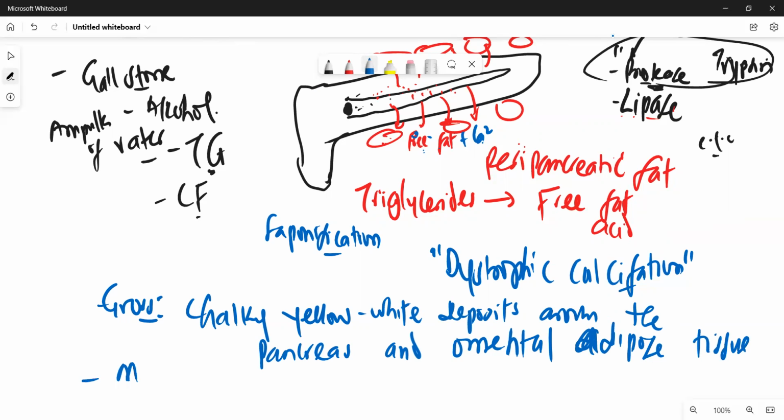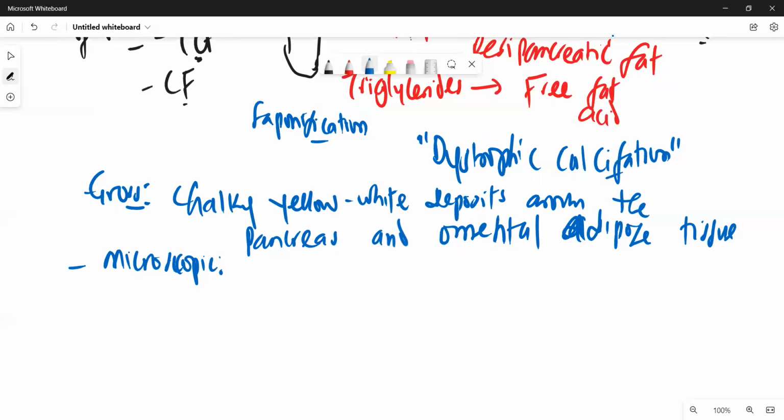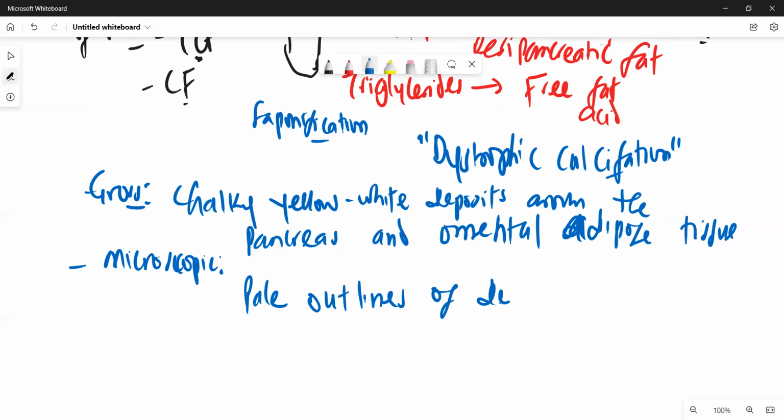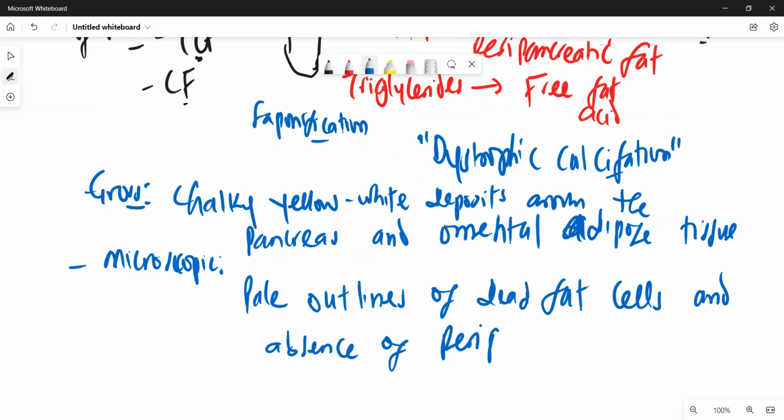And then what about under the microscope? So the microscopy finding: we're going to see those pale outlines of dead fat cells and absence of peripheral nuclei.